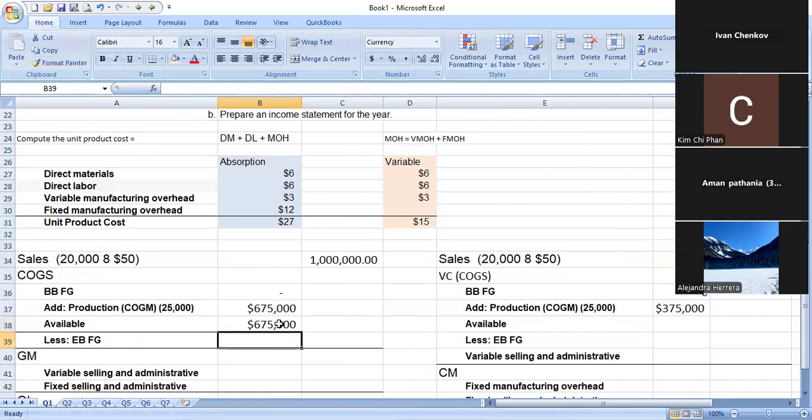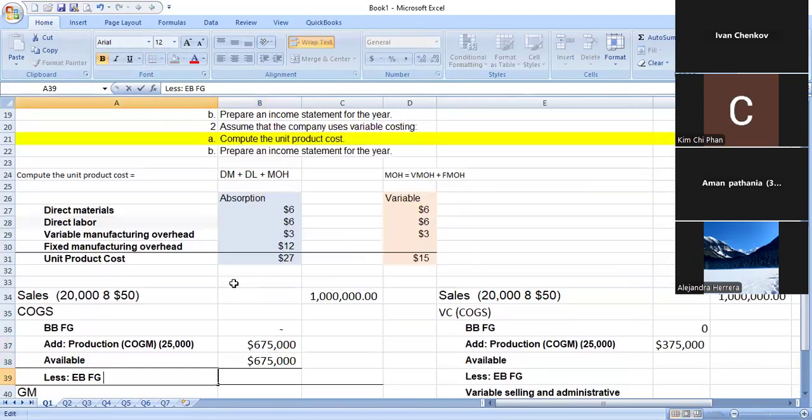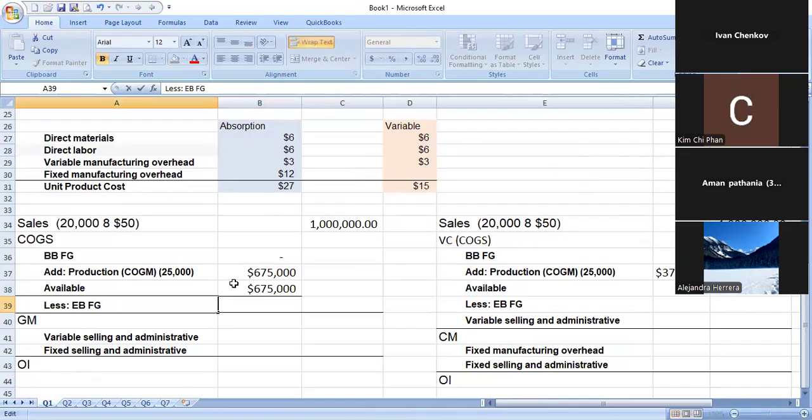And the next number that we need is the ending balance. How is our ending balance? If we produce 25, but we sell only 20, our ending balance will be 5,000, right? Yes. But 5,000 times 27. Or let's go with 27 here. And we're going to get the ending balance.